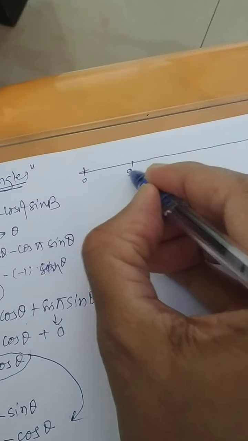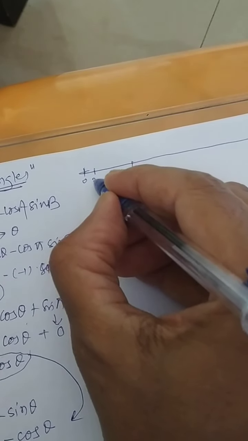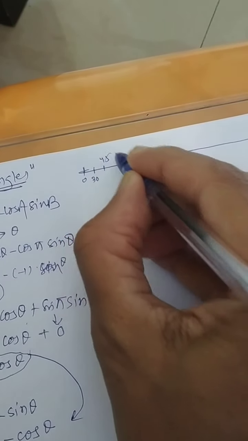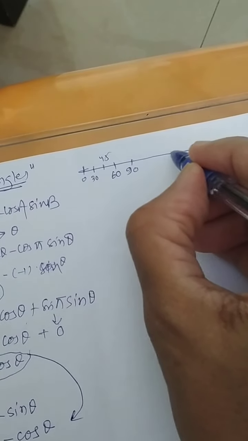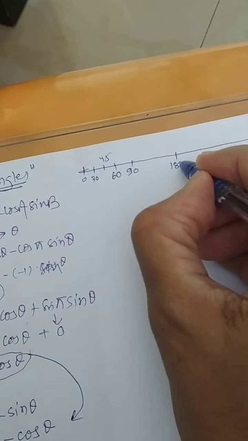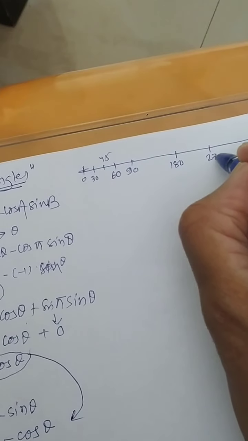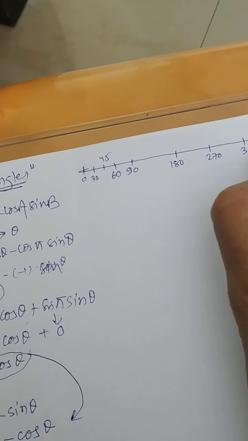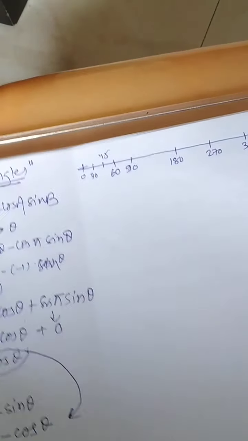This is 0. Over here 90. Do you know what you are knowing? 30 is known to you, 45 is known to you, 60 is known to you. In earlier discussion I told you 180 also. In one of the discussions it will be 270 and over here it is 360. Okay, this is known to you.